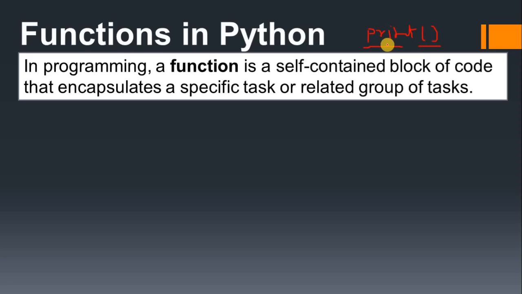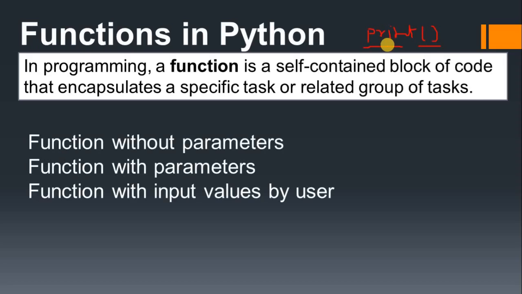In this tutorial we focus on three kinds of function. First, function with parameter, function without parameters. What a parameter is you will get to know practically. And third, function with input values that are decided by the user. So now we go to our IDE, and there we will type the code for the function.